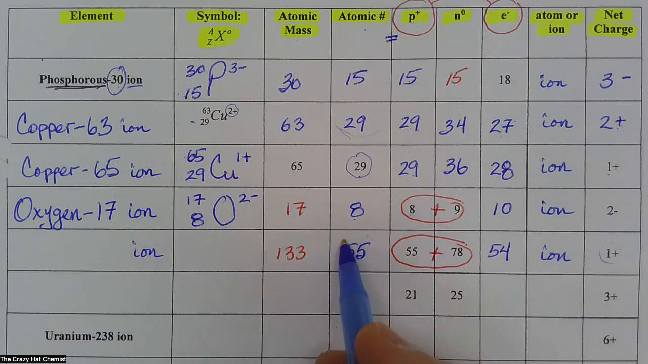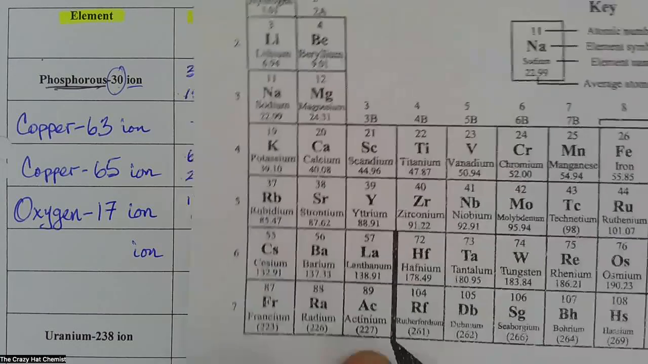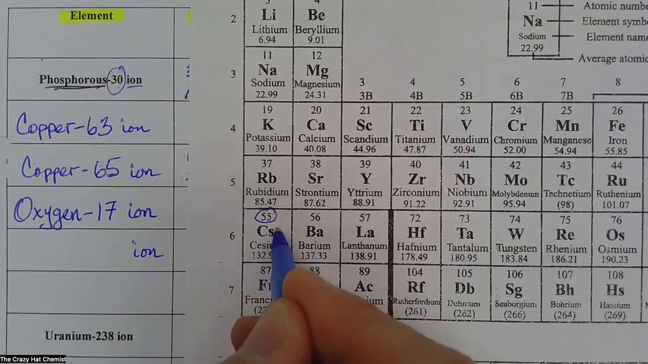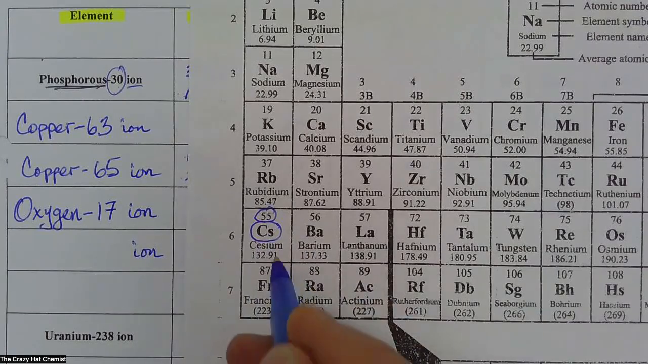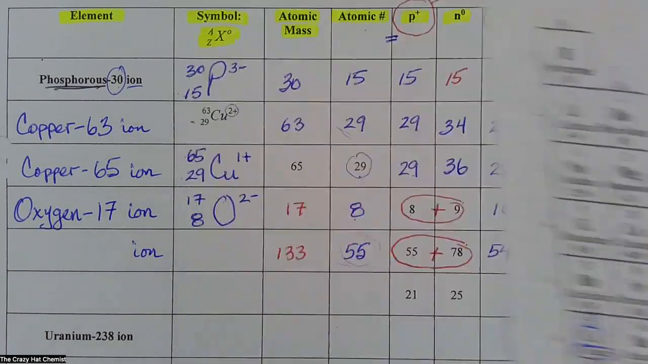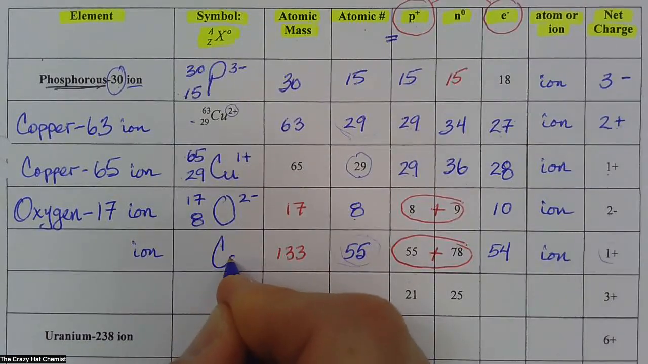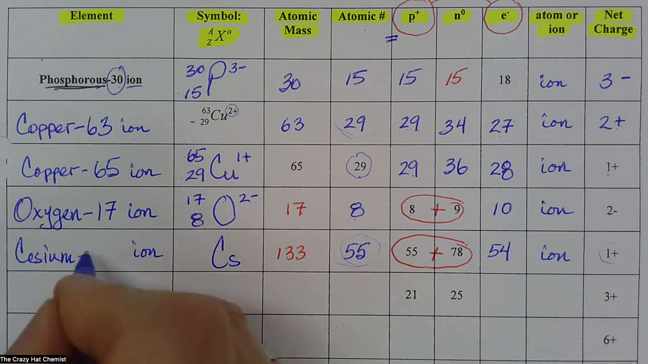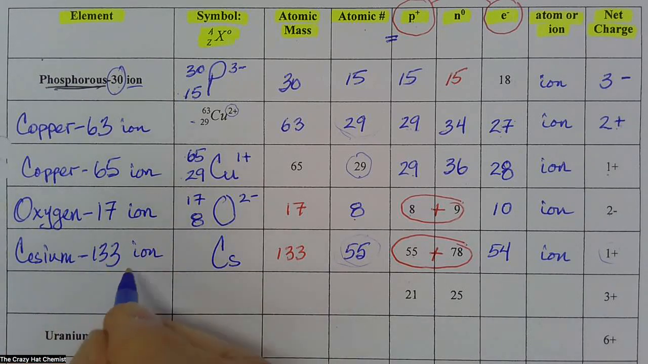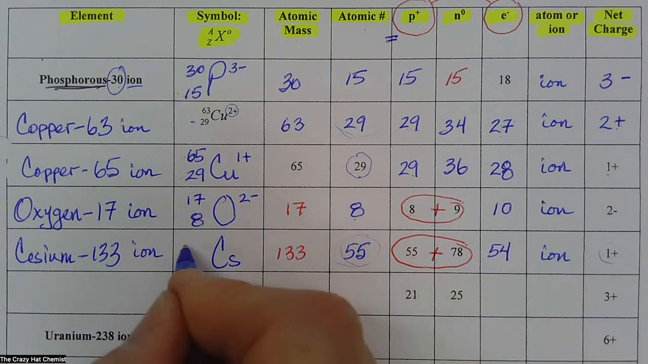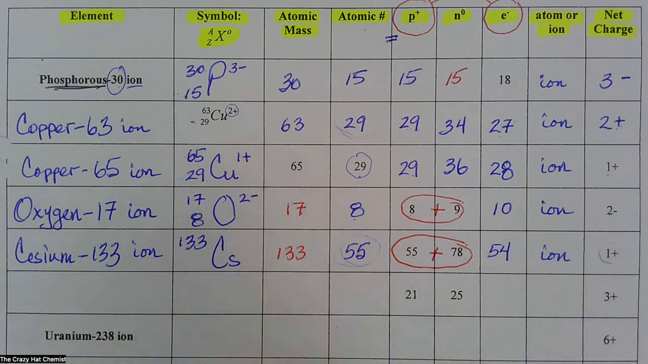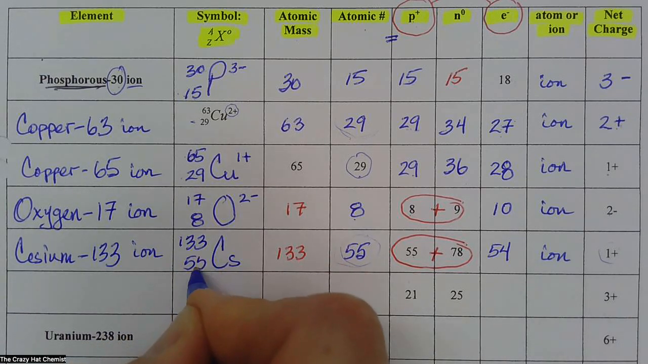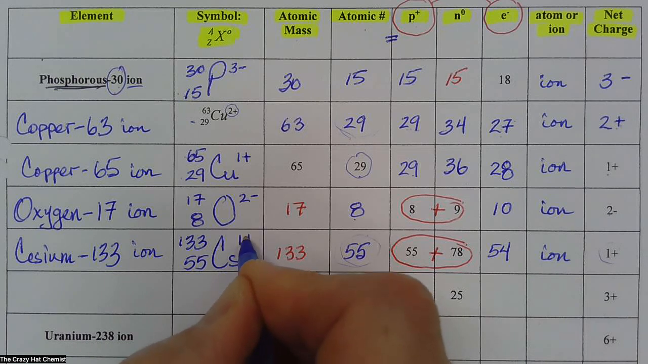I'm going to look on my periodic table and I'm going to find element number 55. There's 55. That's a capital C lowercase s, and that is for cesium. So that is Cs, cesium, cesium-133. And like we said, that was an ion. Its mass is 133. Its atomic number is 55, and its charge is a 1+.